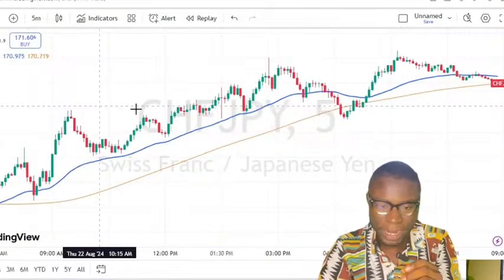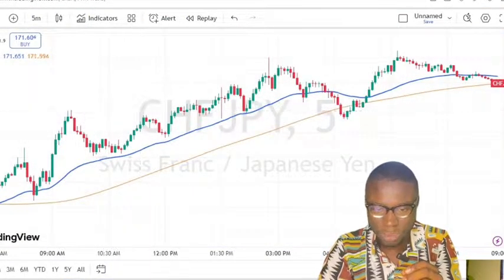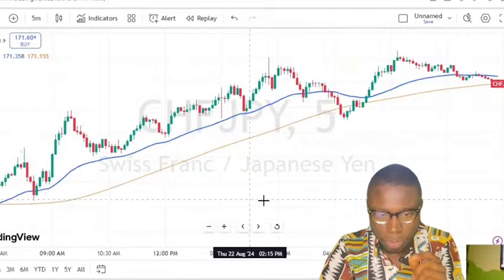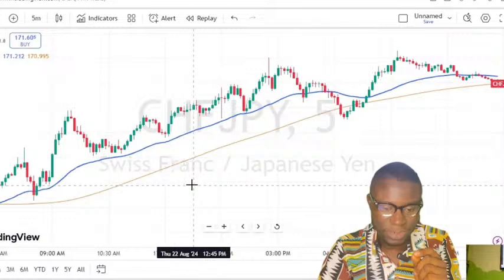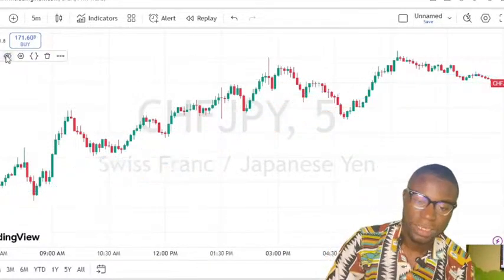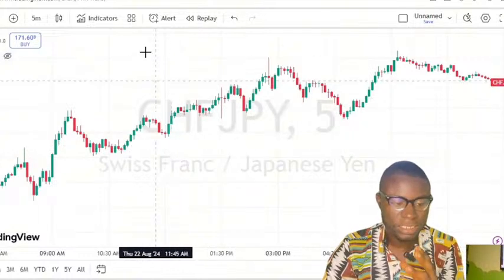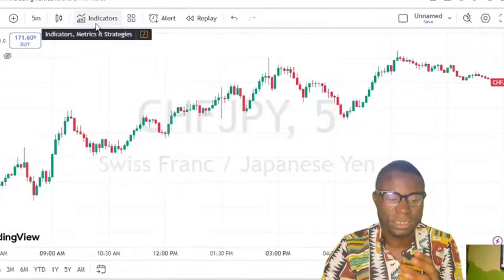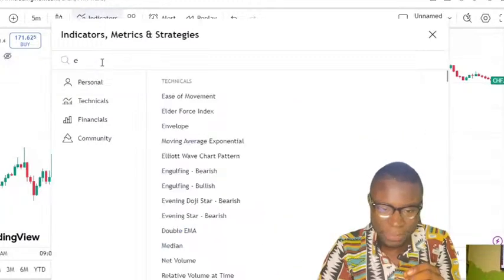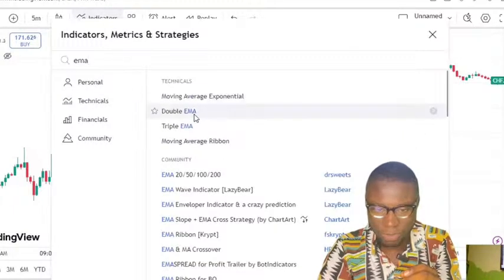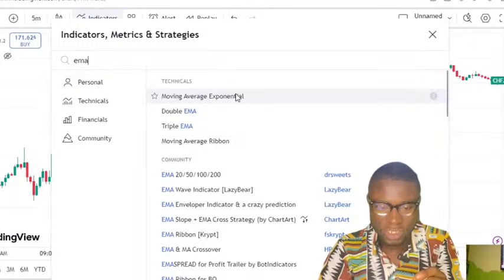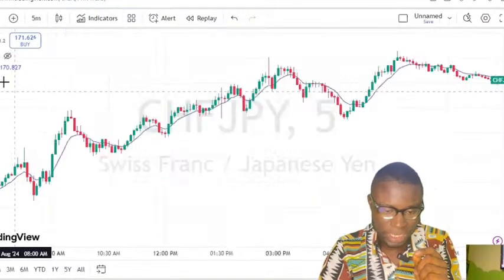So let me show you exactly how to get this moving average on your chart. What you need to do is log into your TradingView. When you log in, you're going to see your chart like this, without the moving average. Go to the indicators, click on it, and then type EMA, just EMA. Then you're going to see this very first one, Moving Average Exponential. Click on it, and it's going to appear here.